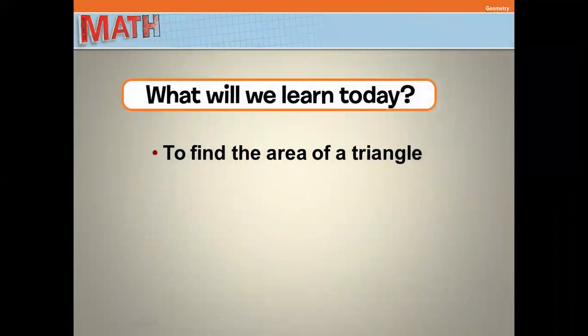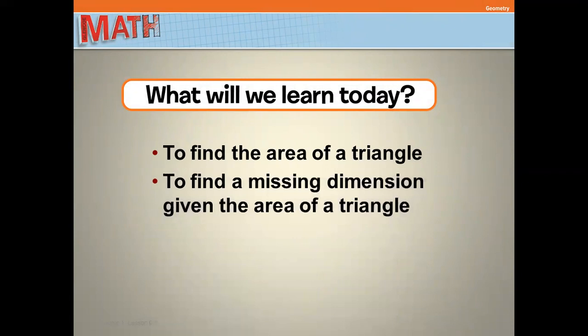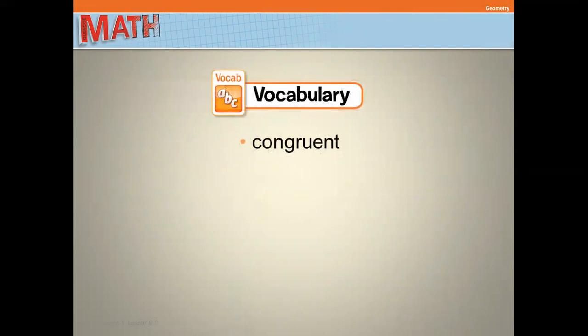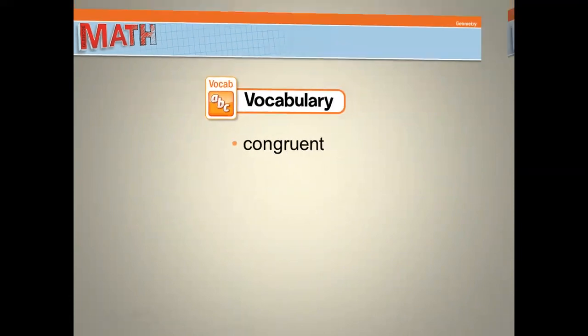What we will learn: to find the area of a triangle and to find a missing dimension given the area of a triangle. Today, I will talk about the first topic, which is finding the area of a triangle. The new vocabulary is congruent.